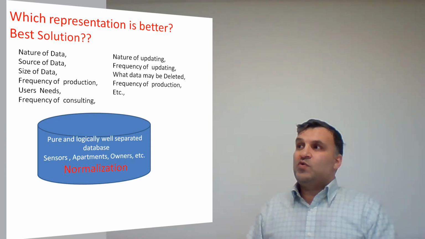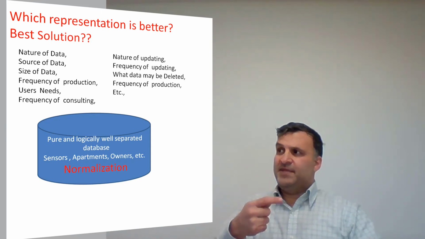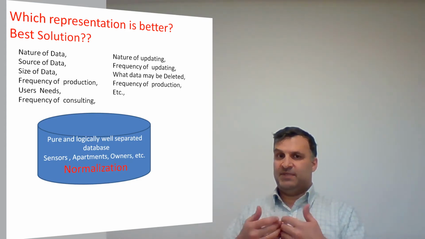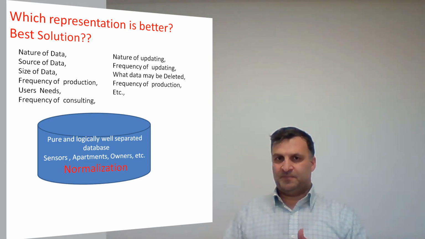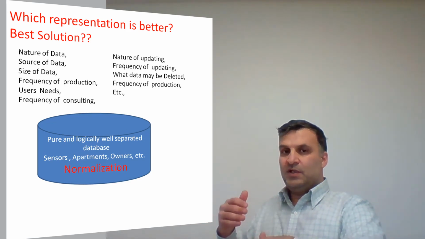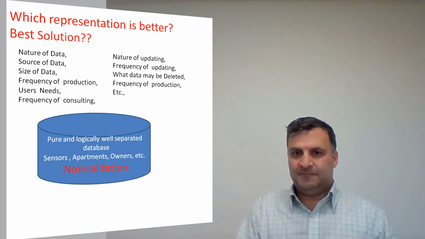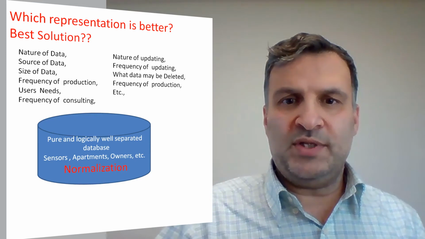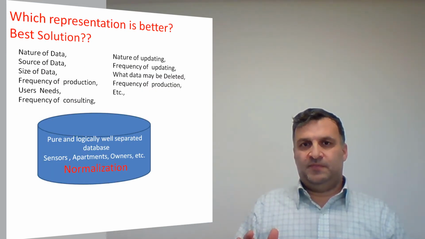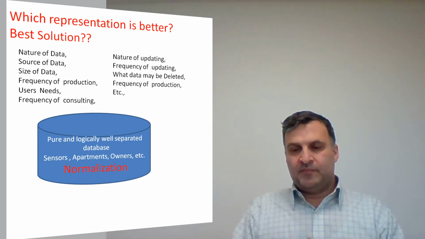It is related to the nature of updating also, the frequency of updating. If we update a specific type of data or delete a specific type of data many times, perhaps it will be a good idea to separate this data in order to protect the other parts of the data, etc. So we don't have a deterministic solution. It is not magic. It is a logical discussion.